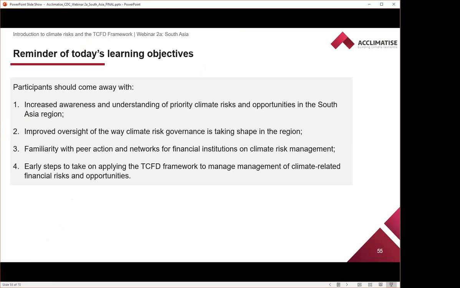In the last few minutes together, we want to come back to the learning objectives for this training session. And we hope that we really made a strong case for taking action on climate risk management via the TCFD framework for you and illuminated some of the initial actions you can take, in particular in the governance and risk management pillars of it.